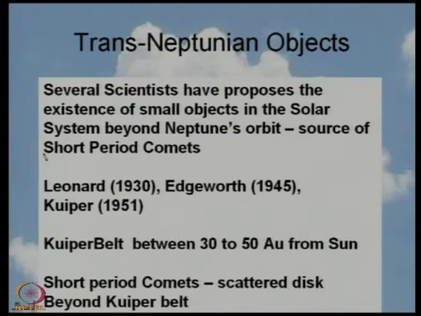Now, there is another very interesting, yeah, no, we shall discuss that. Okay. So, we shall now consider another class of objects. These are known as the trans-Neptunian objects. Okay. And you may think of them as some kind of asteroids also. These are small objects, most of them. Several scientists have proposed the existence of small objects in the solar system beyond Neptune's orbit.